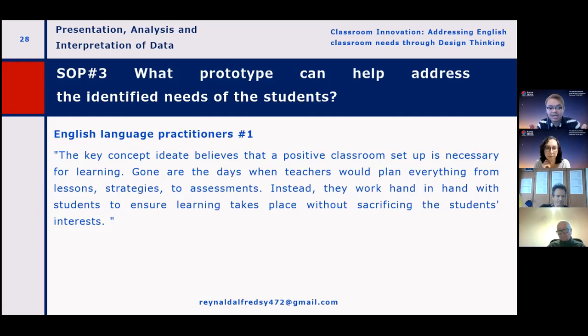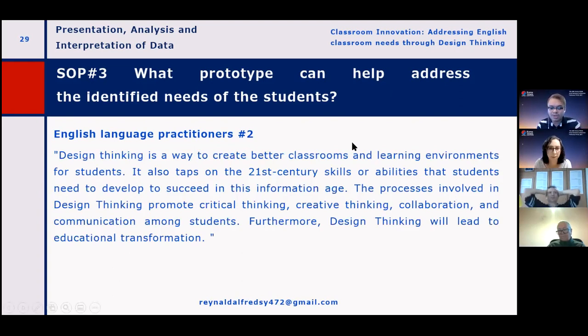Gone are the days, of course, when teachers are the actual source of information. From rote learning, we are now in student centeredness. We are now practicing student centeredness, allowing learners to have self-directed learning, and allowing them to keep on talking as well using the language. So gone are the days when the teacher is the sole source of information. And so using design thinking also fosters the 21st century skills: critical thinking, creative thinking, collaboration, and communication.